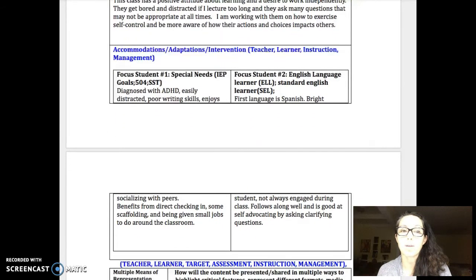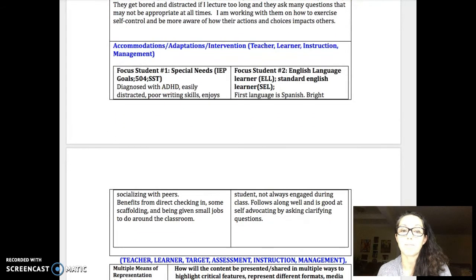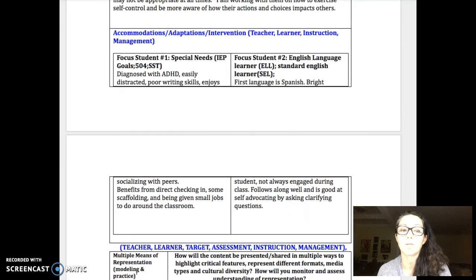Then you want to talk about some accommodations, adaptations, interventions that you will need for 2 of your students in your class. So focus student number 1 should be a student that has special needs. This might be an IEP or 504, so you want to look at their IEP goals. I give an example of a student who has ADHD, is easily distracted, poor writing skills, and some things that I might do to support them.